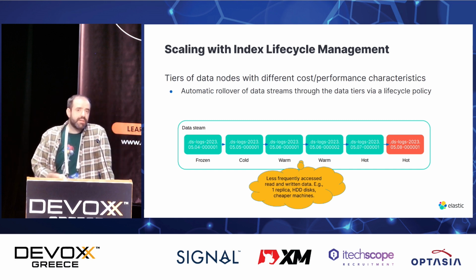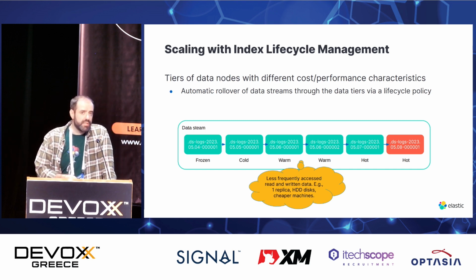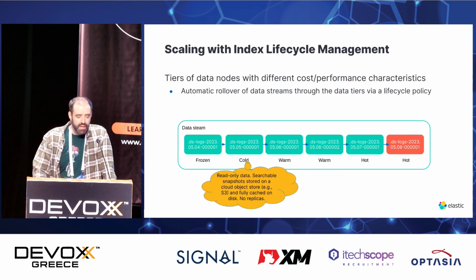Now, for data that gets so old that it is basically read-only and doesn't receive any ingestion, we have the cold tier. Basically, what happens here is that we don't have any replicas at all. We use a cloud object storage like Amazon S3, or on Azure or GCP equally an object store, to store a snapshot of your cold data for fault tolerance. So if a machine dies, we can fetch it from the object store. This is for read-only data, and on the cold tier, we fully cache that data also on disk, on the cold nodes, in order to service queries.